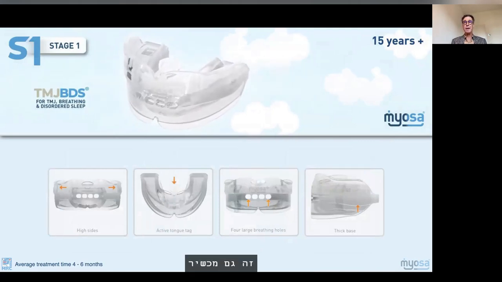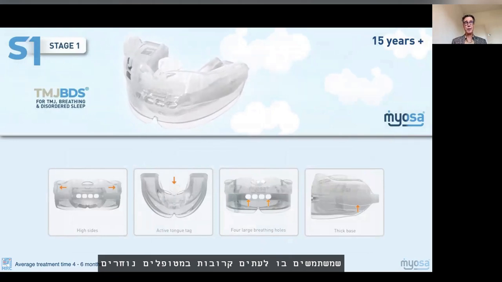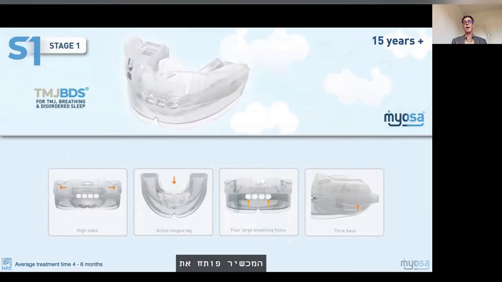This is also an appliance that is often used in snoring patients. The appliance is opening the bite and bringing the mandible forward. And that's what we want with snoring patients, to reduce the sound. So the mouth is going to be opened and the mandible is moved forward.